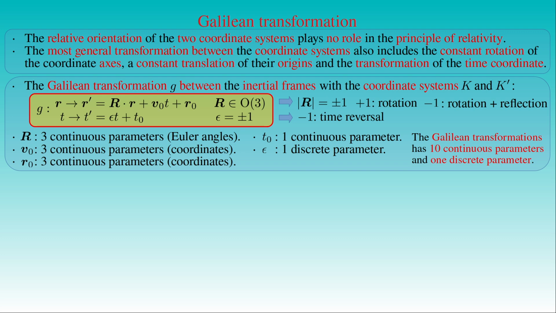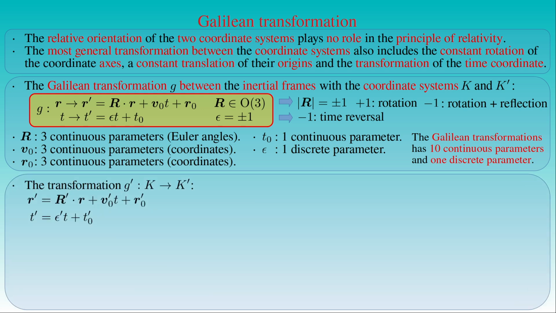Let us now determine the composition of 2 Galilean transformations. Suppose that the first transformation G' maps the coordinates of an event from the reference frame K to the reference frame K'. That is, it maps the position vector r to the position vector r' by multiplying r by the rotation matrix R', adding the product of the velocity vector v0' and the time t, and finally adding the translation vector r0'. At the same time, the time coordinate t is transformed into t' by multiplying t by the parameter epsilon' and adding the constant time shift t0'.